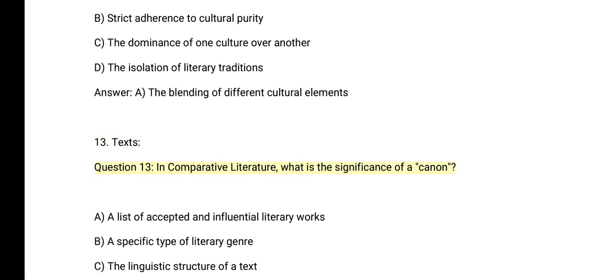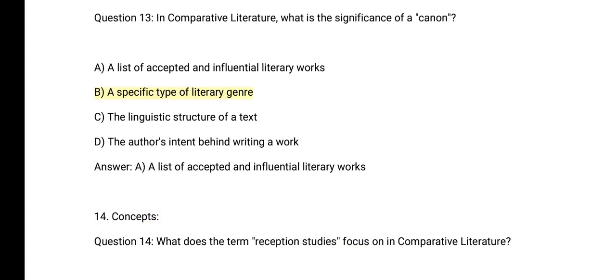13. Texts. Question 13. In comparative literature, what is the significance of a canon? A. A list of accepted and influential literary works. B. A specific type of literary genre. C. The linguistic structure of a text. D. The author's intent behind writing a work. Answer. A. A list of accepted and influential literary works.